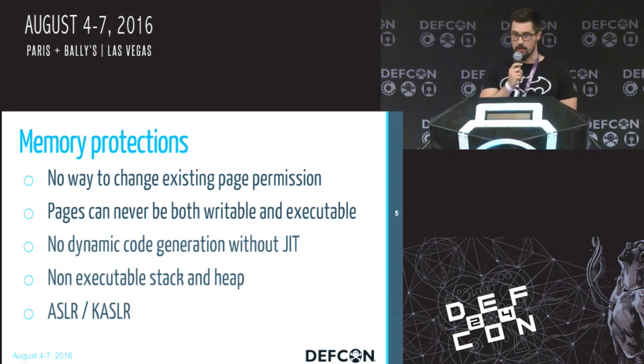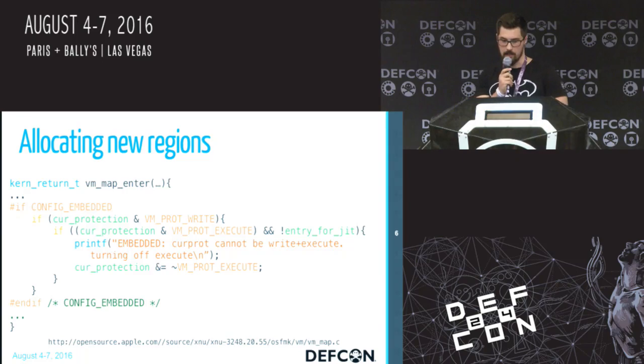But starting from iOS 4.3, Apple added a special entitlement that is heavily used for allocating JIT pages in the Safari JS Nitro engine. As part of memory protection, there are also non-executable stack and heap, and ASLR in user land and kernel land. So let's look at how they implement it.